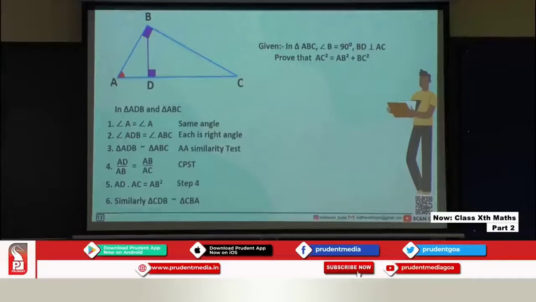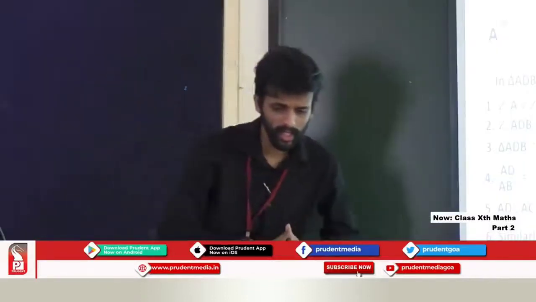So if these triangles are similar, what will be the ratio of their corresponding sides? That would be something like this. So CD upon CB and CB upon CA. So this is what I get, and CPST, corresponding parts of similar triangles. So I hope this is clear till here.